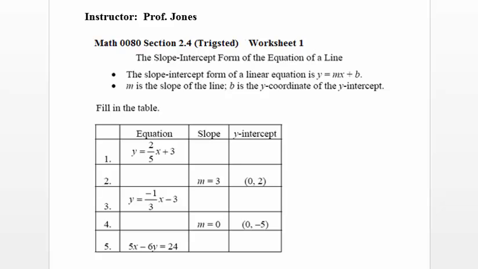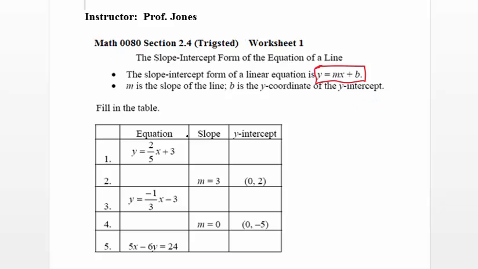All right, let's take a look at this worksheet for section 2.4. Here we're dealing with the slope-intercept form of the equation of a line. And so when I write my line as y equal mx plus b, m is the slope of the line and b is the y-coordinate of the y-intercept.